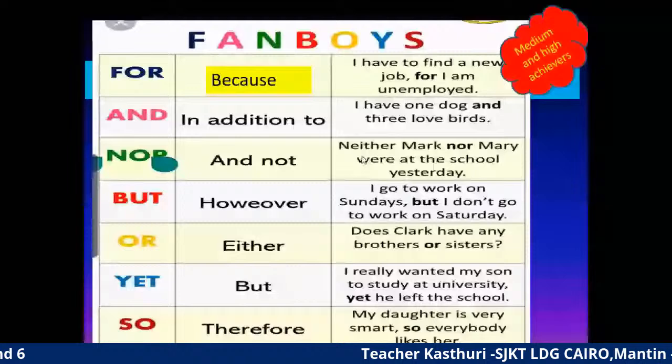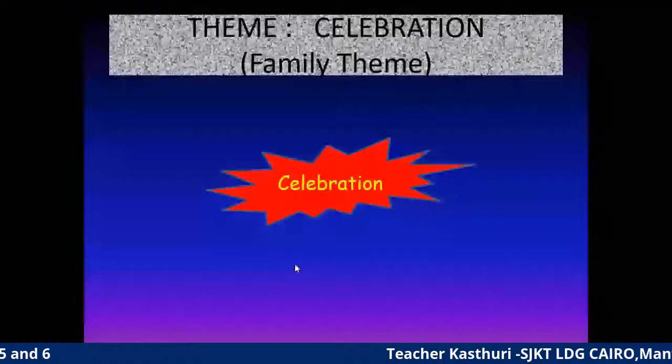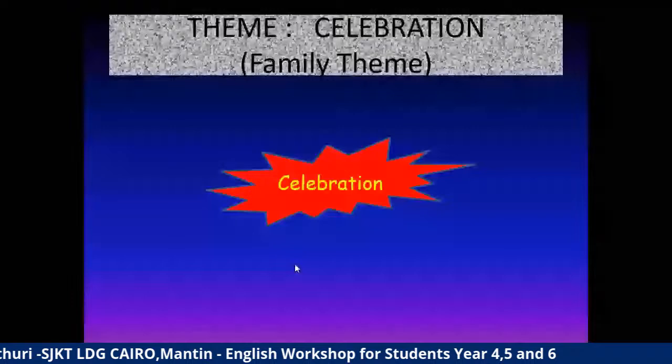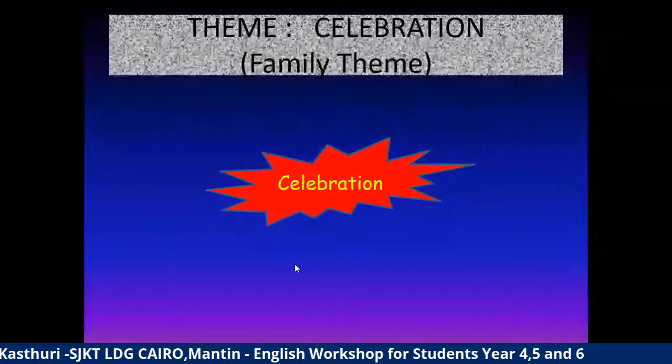Now, today the core thing that I want to share with you is the celebration theme. In Section C we have a few themes to be covered. Today I'm going to share some tips, ideas and techniques on how to write an essay on celebration. Celebration means what? What is celebration?